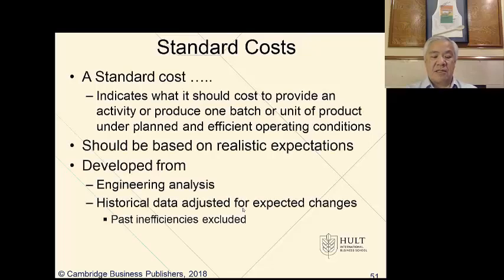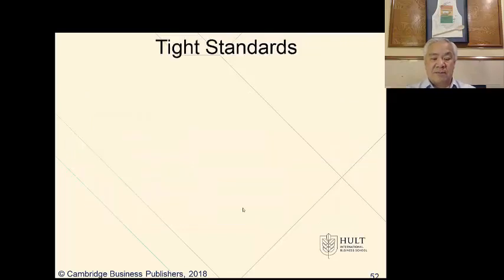Next, we move into standard costing, which is a key tool in management accounting. It's what we look at: how much should it cost us for buying material, for direct labor, or for overhead. We're going to do it based on some historical analysis, some engineering analysis, to see what things should cost us. This is important because we're probably going to use that data to determine how to price our product.